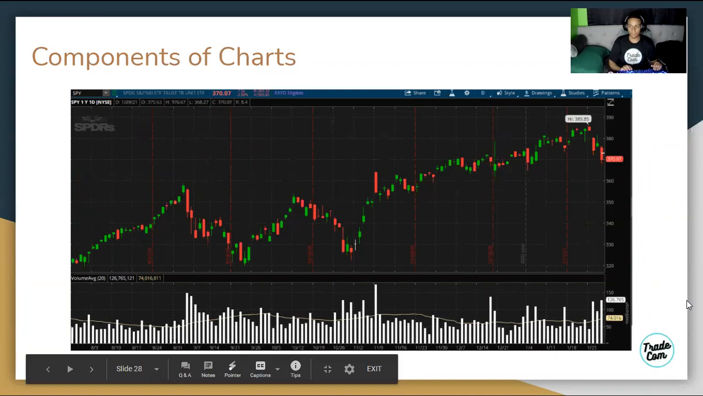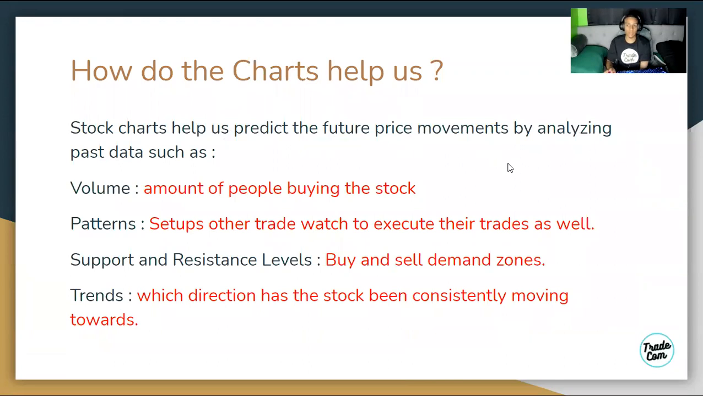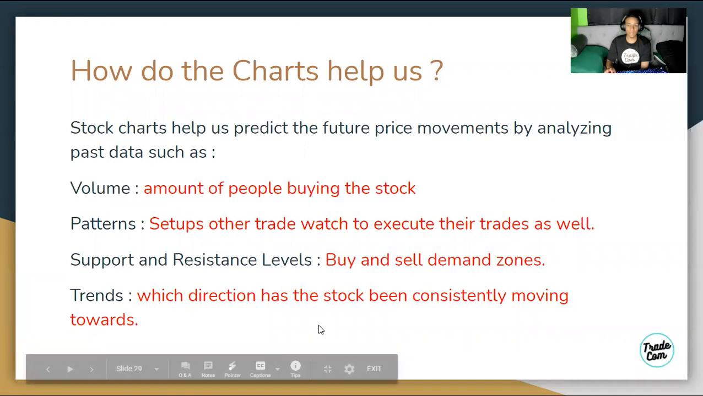All right. So let's go to the next one. So how do the charts help us? So the stock charts help us predict the future price movements by analyzing past data, such as volume, the amount of people buying the stock.